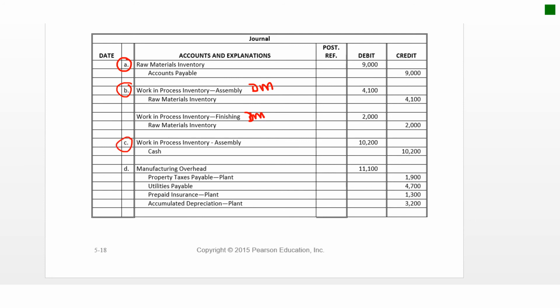Again, if you look at letter C, this is your direct labor. So think of these as this is product cost number 1. Here's product cost number 2. It's essentially the same idea. Letter D, notice this is going to be your actual overhead incurred. And notice just like we did in job costing, we debit manufacturing overhead, and then you can credit the appropriate accounts. You have some property taxes, utilities, the prepaid insurance, that would have been an adjusting entry, and of course the depreciation.